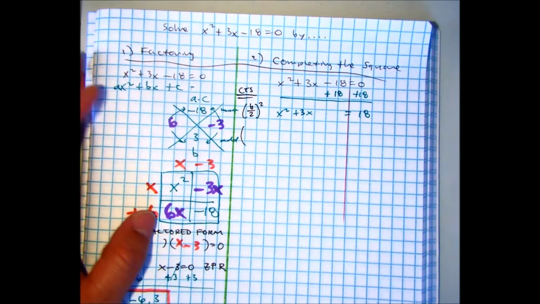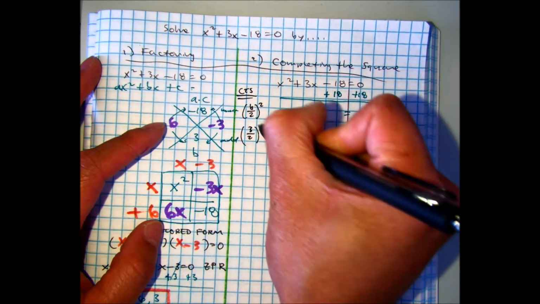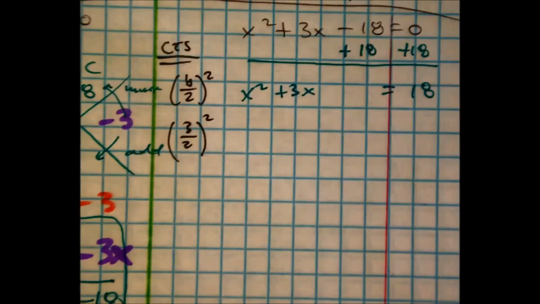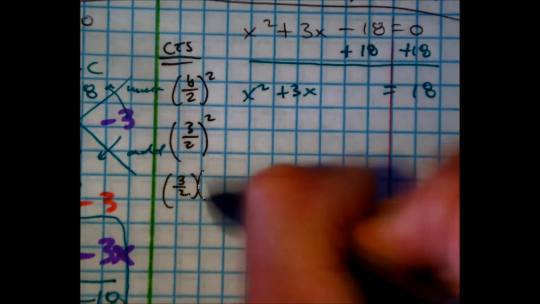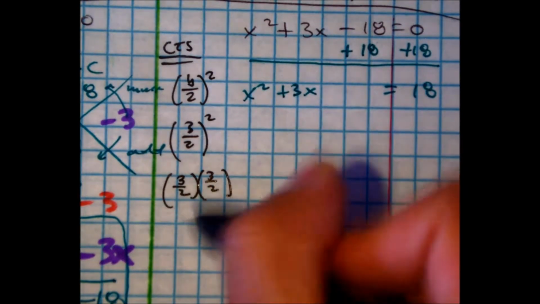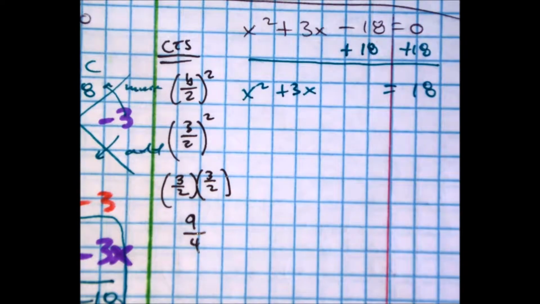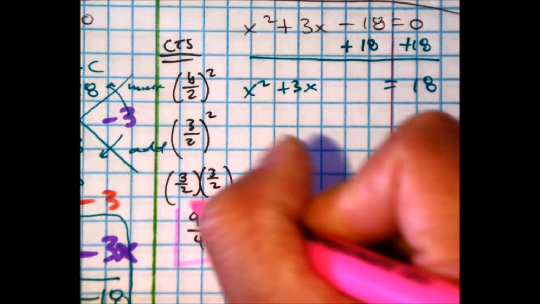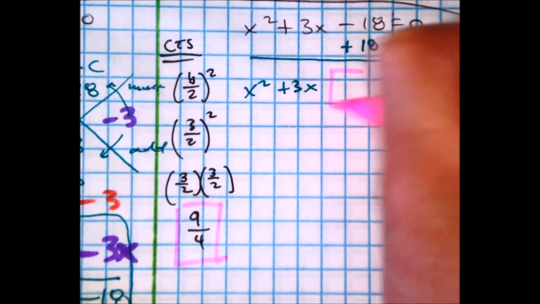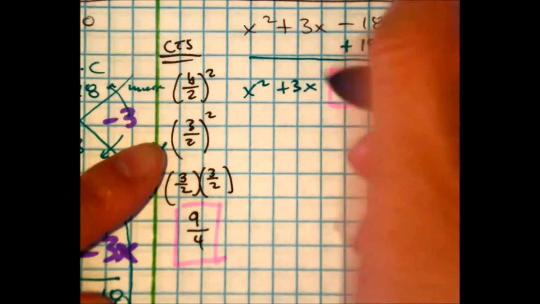Class, what's our b value? 3. Uh-oh. Fraction. Oh no. Class, how many 3 halves do you have? And that becomes what? 9/4. Raise your hand if you got that. So to complete the square in this problem, I'm going to have to add here 9/4.